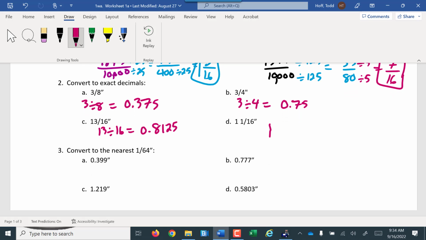And then 1 1/16 is 1.0625. If you thought it said 11/16, that would have come out to what? 0.6875? Yeah. Sure. Yeah, that is supposed to be 1 1/16. So you take the 1 off of it, keep it separate, just do the 1 divided by 16 to get the 0.0625, and then you put the 1 back in front.